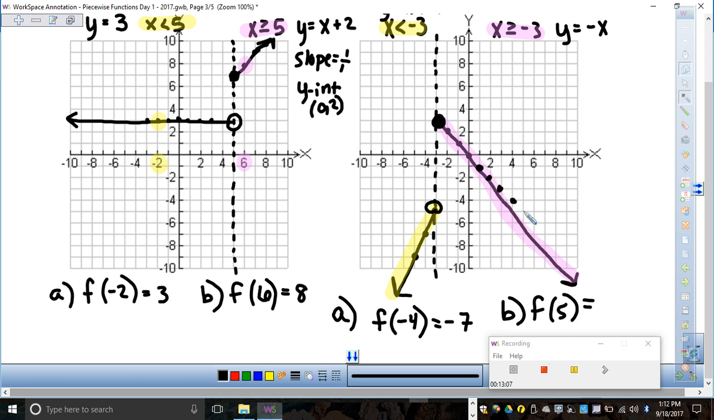Hold on, I did not draw my line very good. I'm actually just going to continue with perfect points. That looks a little bit better. So when x is 5, it's 1, 2, 3, 4, 5. The y value is -5.